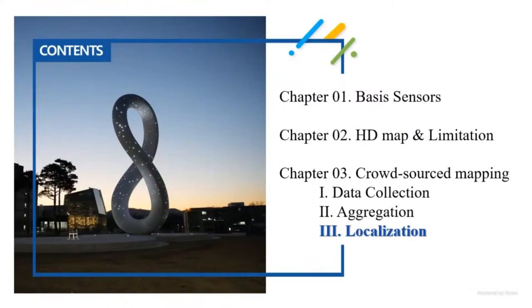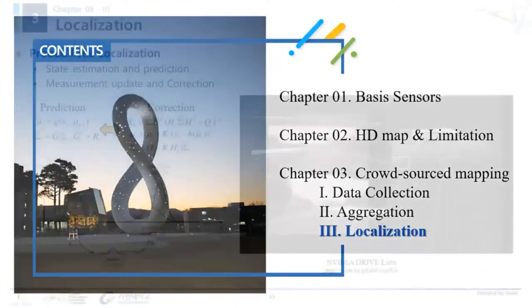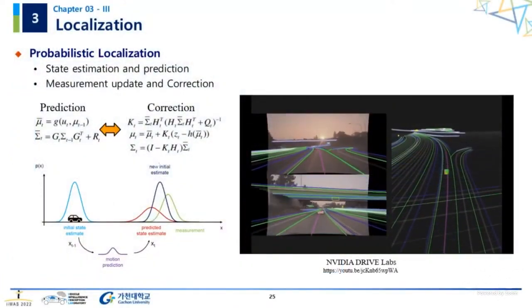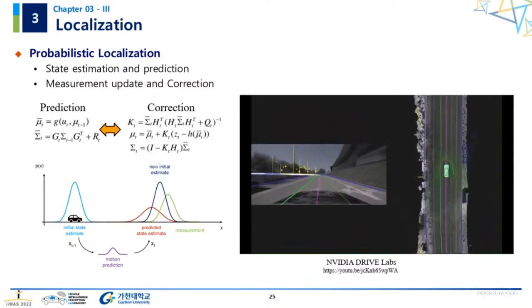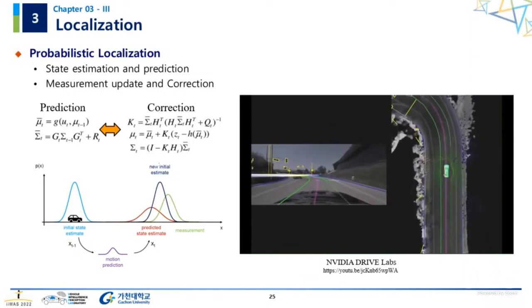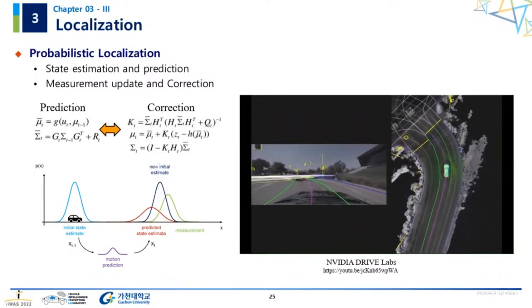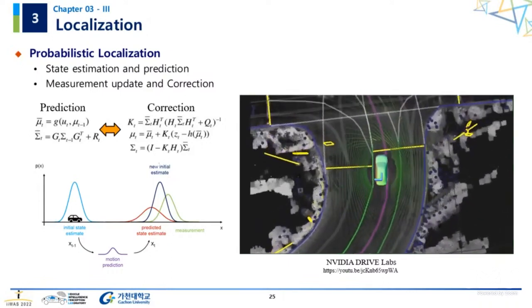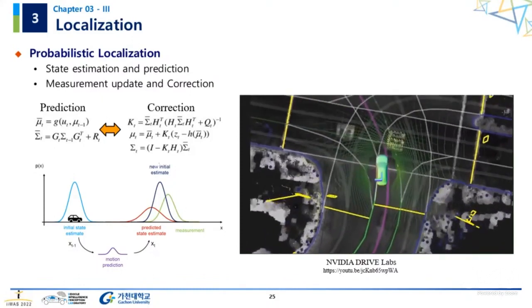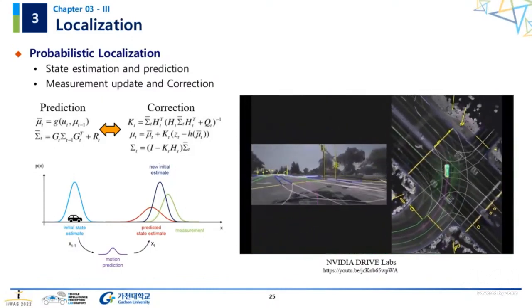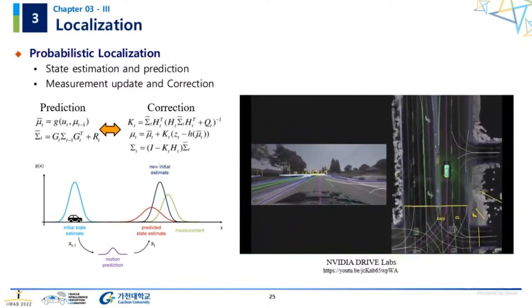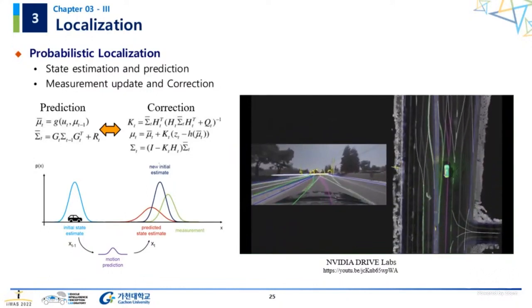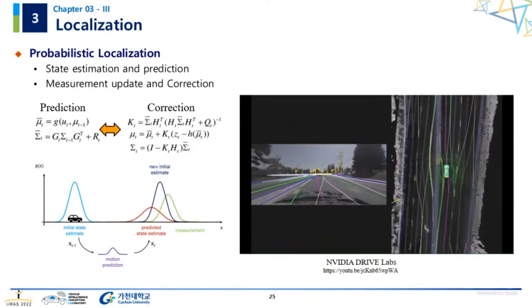The final step is localization. Localization is not much different from SLAM. However, the states of the vehicle can be expressed probabilistically, and the relative positions on the map can be accurately identified through filter theory, in the form of updating and correcting by using Kalman filters. Then, as shown in the images on the right, the location of the vehicle can be measured with precision on the generated HD maps.